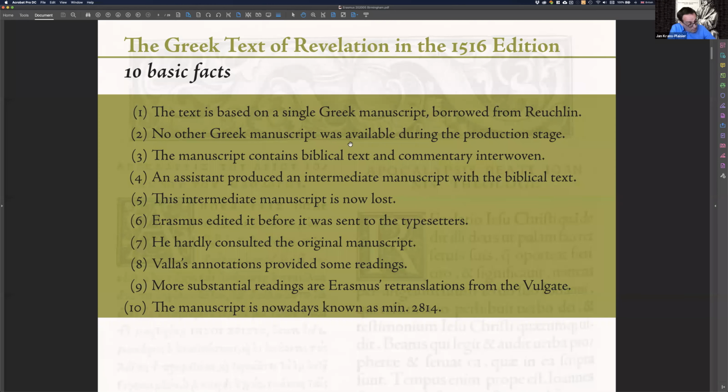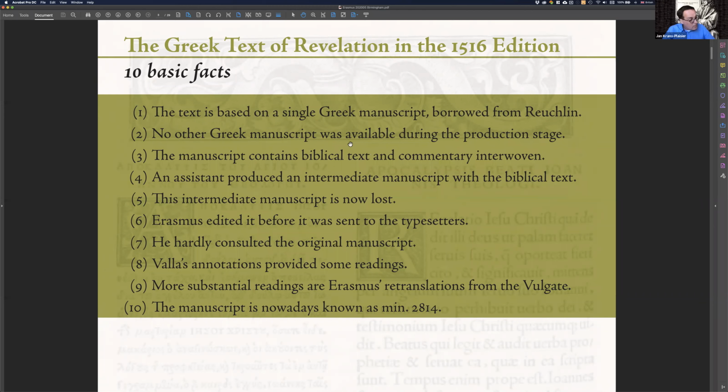An assistant produced an intermediate manuscript with the biblical text excerpted from the commentary. This intermediate manuscript is now lost. Erasmus edited it before it was sent to the typesetters. He hardly consulted the original manuscript. Valla's annotations provided some readings, but more substantial readings are Erasmus' retranslations from the Vulgate.